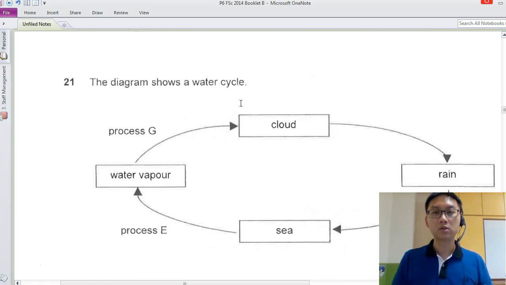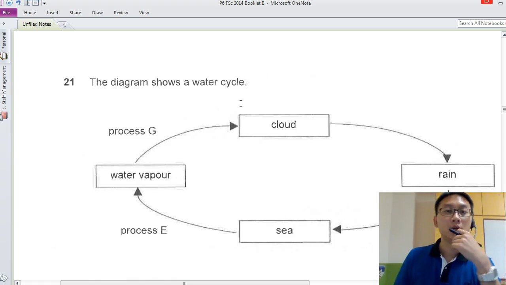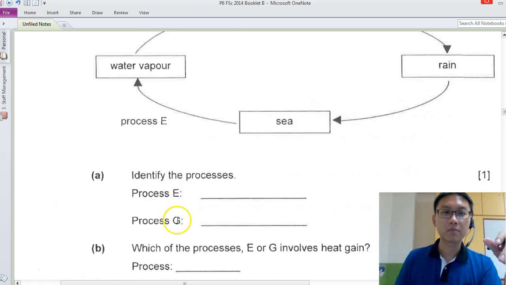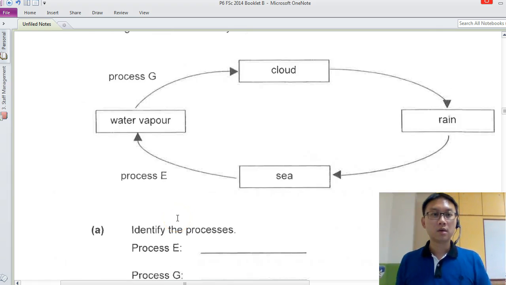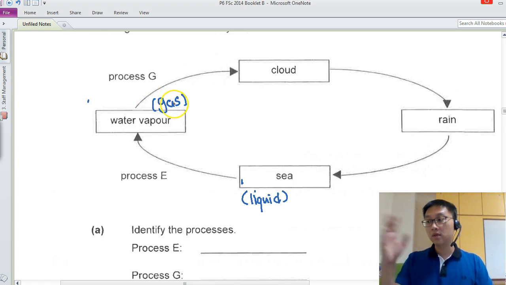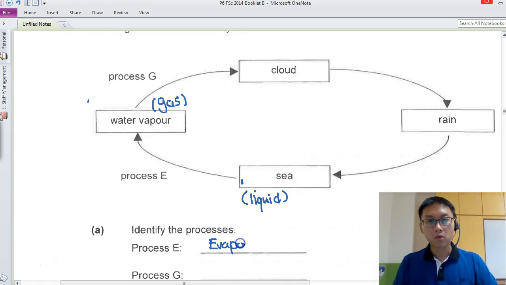Okay, question 21. So you have this water cycle up there that you see there. So I've got my water vapor to cloud, rain, and sea. So you're supposed to identify a process E and process G. Now, process E is from the sea to the water vapor. So what state is the sea in? Yes, my sea is in my liquid state because it's water. My water vapor, what state is it? It's gas. So from liquid to gas, what is that process? Yes, liquid to gas, the process is evaporation.